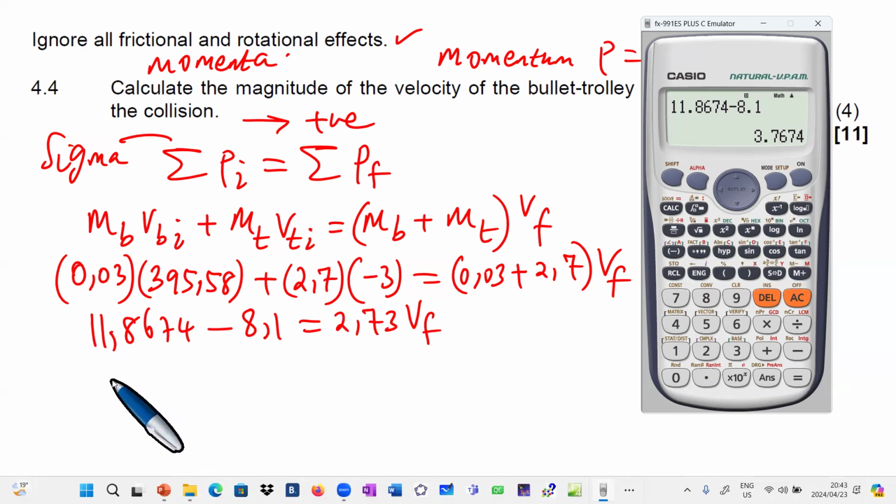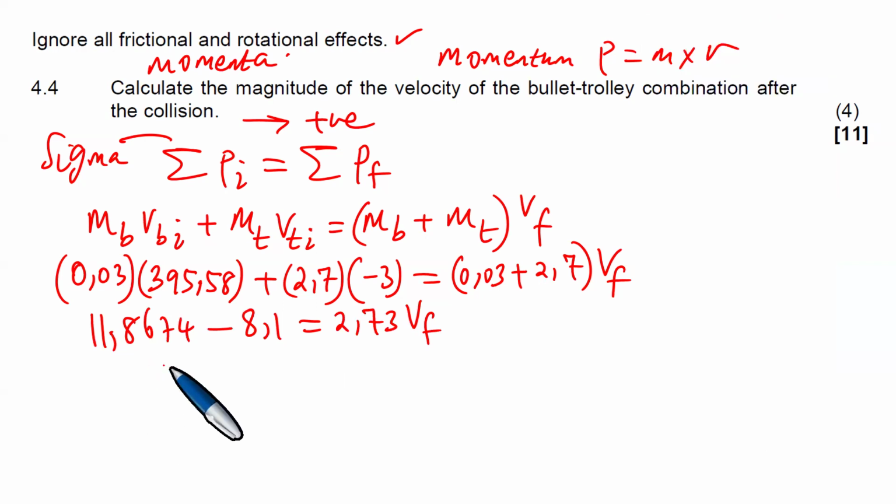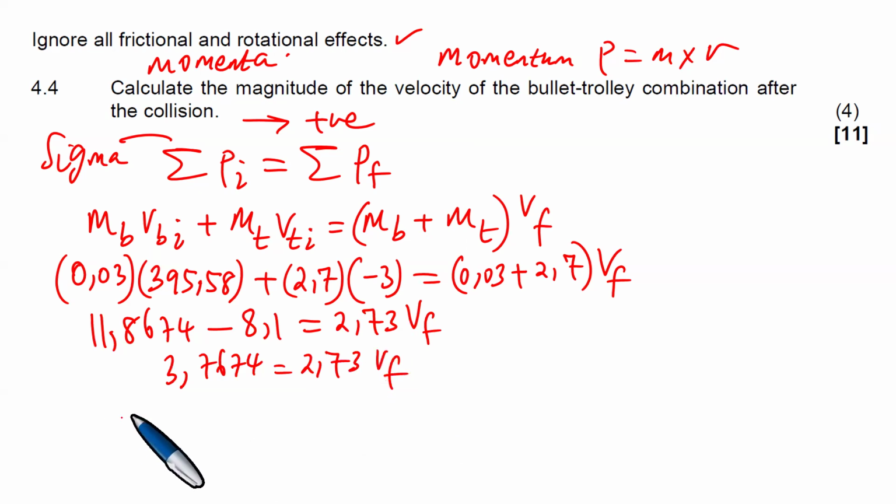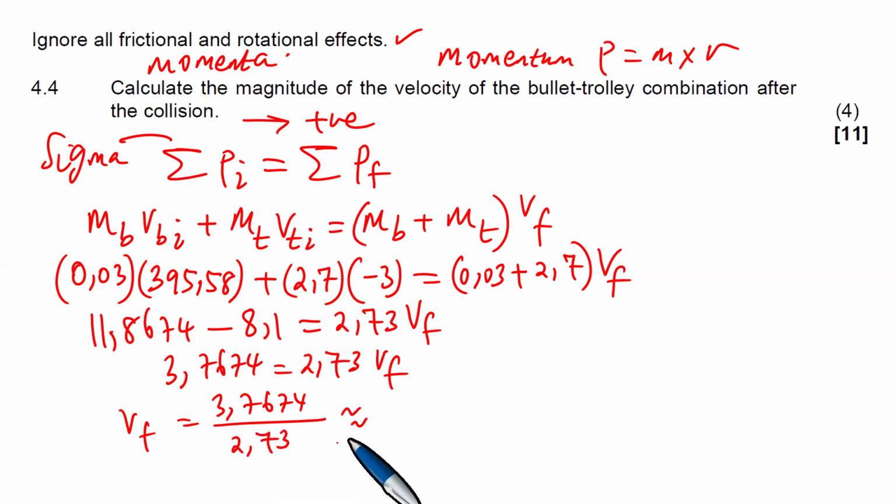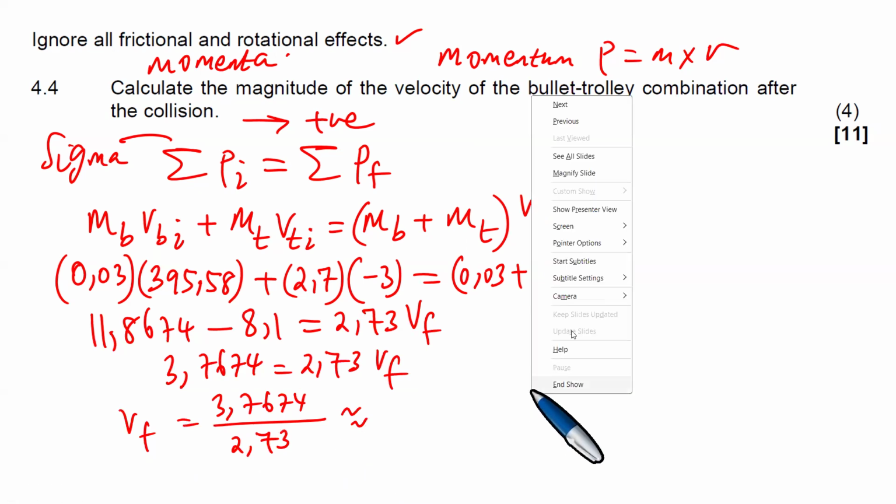I think there was a mix-up here. There was a total mix-up. So it is exactly what you got, 3.7674. That's what I suspected, you added with this. And that is the reason we got a different answer. Which means the final velocity is therefore 3.7674 divided by 2.73. And what is then the answer?